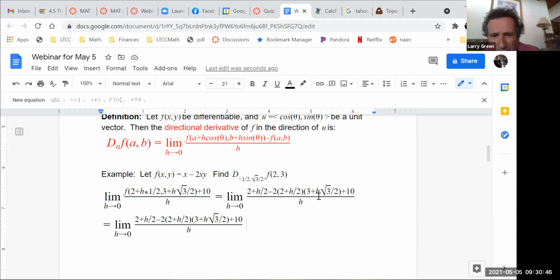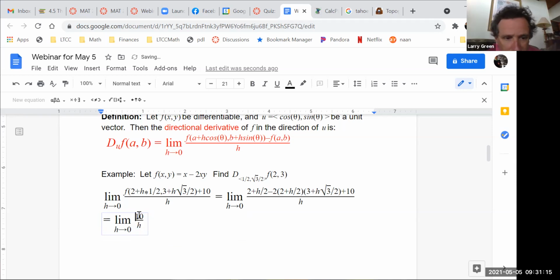Okay. And then notice also this h over 2 times h root 3 over 2 over h gives you an h, and the limit as h goes to 0 is just 0. Okay. So that's not a problem. Really, all that matters is the first degree term in h. So that's all I have to focus on. So I can change the numerator to, well, we're going to have an h over 2.